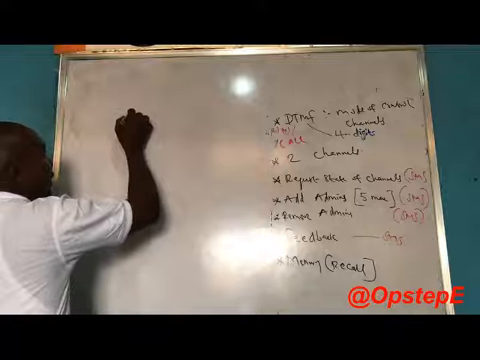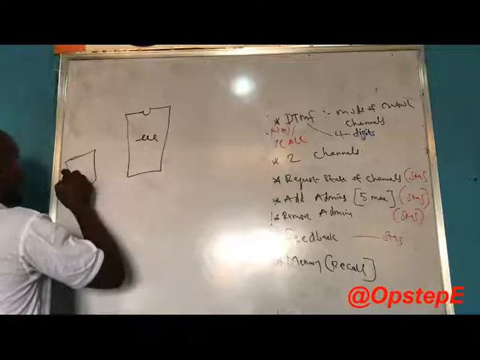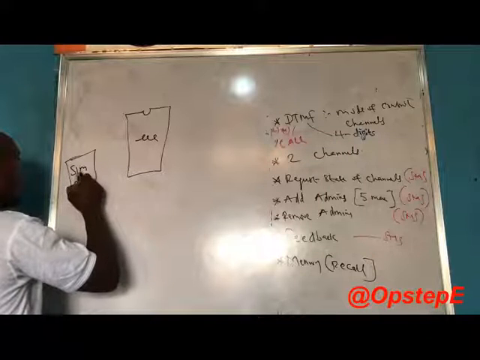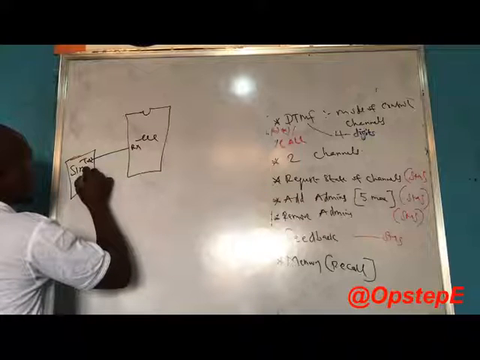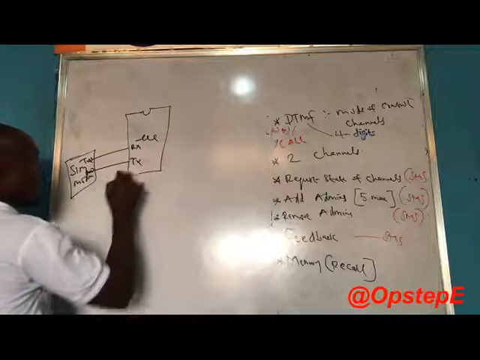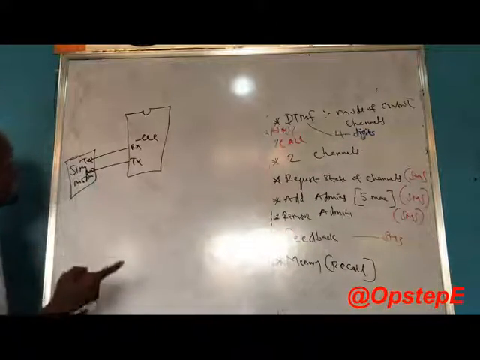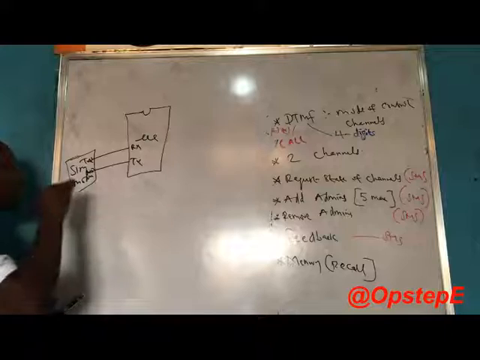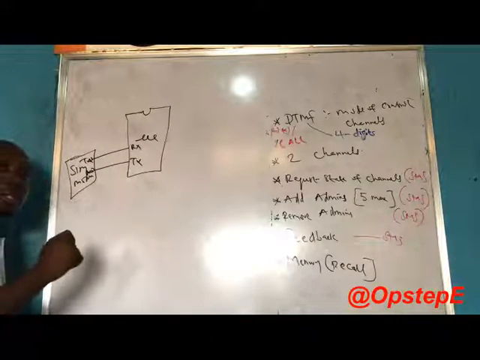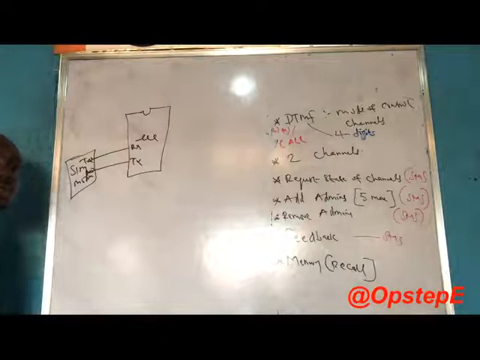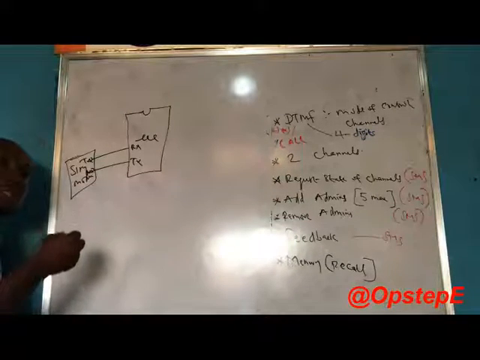Now, this is the controller. This is your MCU. This is your SIM module. TXD to RX, RXD to TX. This is what happens. The moment you call this device, which has a SIM module in it, the first thing it does is check if you're an administrator. And after this check, it copies. Now, this is what happens.